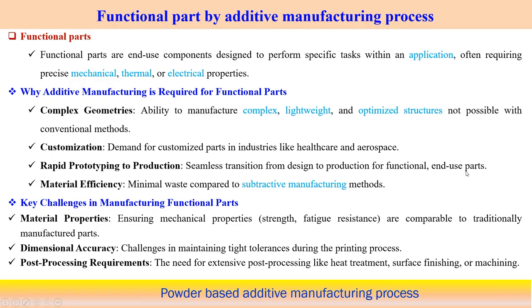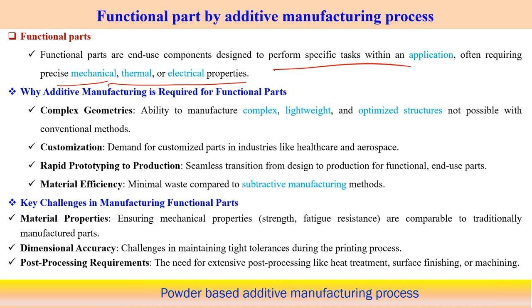Now I come to this part: functional parts by the additive manufacturing process. Functional parts means that a specific task is usually designed using functional components, depending upon the application required. Precise mechanical, thermal and electrical properties can be imparted in these functional components. Therefore, we use these functional components in the additive manufacturing process.